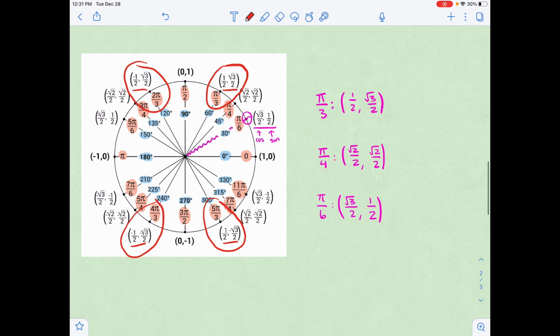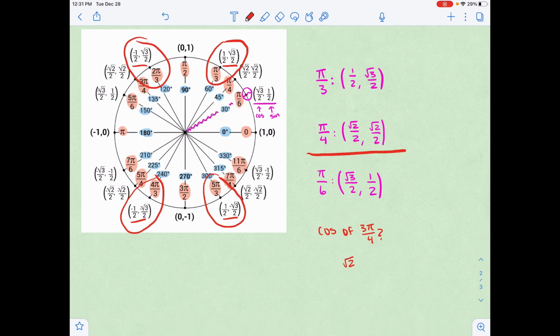So what if I asked you, what is the cosine of 3 pi over 4? Since we're given a denominator of 4, we come over here. Second, since we're asked for cosine, we look at the x-coordinate. So we write that down here. And third, looking at the numerator, which is 3, we know that the point lands in the second quadrant, which means that x is negative. So we add in the negative sign. And this gives us our answer.